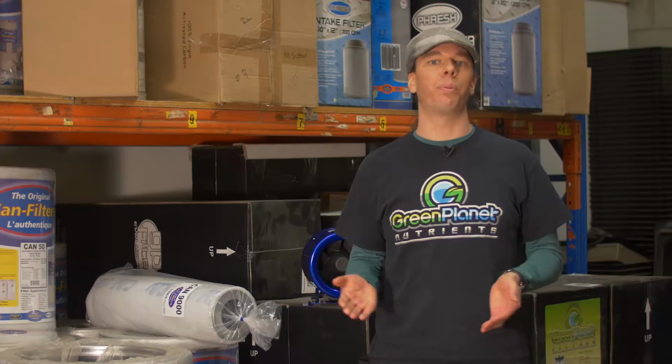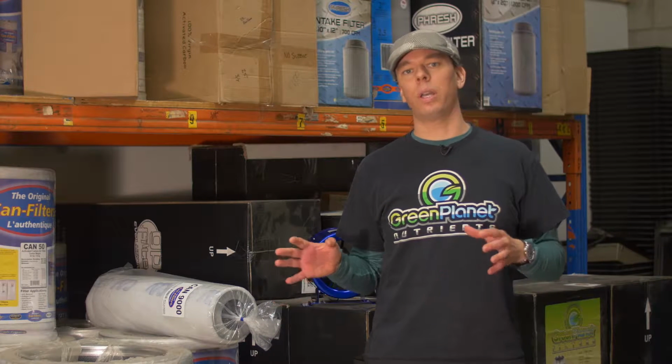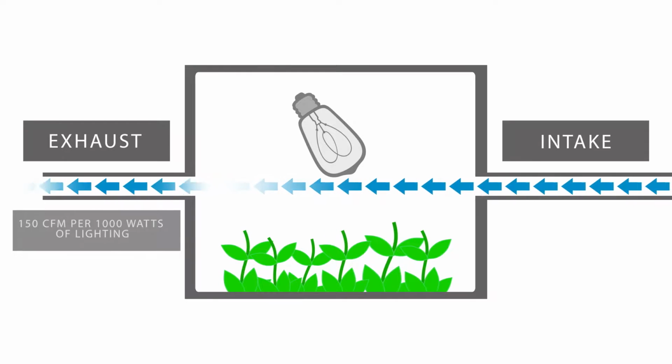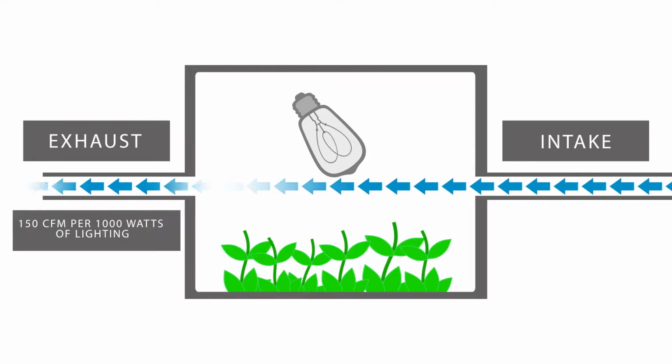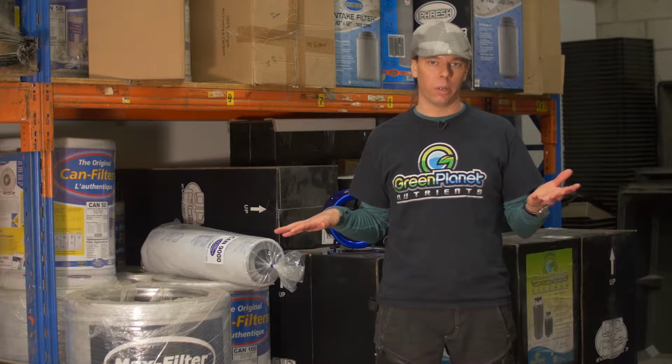There are many different ways of handling the heat. One of the most basic ways to approach this in a garden is to simply move air. We have intake and exhaust. It is typical that we move about 150 cubic feet per minute for every 1,000 watts of lighting in the garden. And then on intake, we could have, say, 100 CFM. We like to maintain a negative pressure.